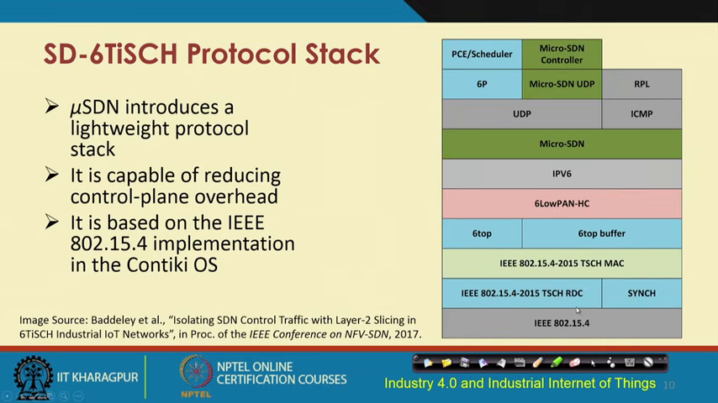In a nutshell, this is how this software defined 6-dish protocol stack looks like. I am not going to go through any of them in detail, but as you can see over here, these are the different layers. The layers at the very bottom are the 802.15.4 standard that we have talked about earlier, but these customized ones like the TSCH RDC sync, then you have this 802.15.4 2015 TSCH MAC, and then you have this 6-LoWPAN HC.